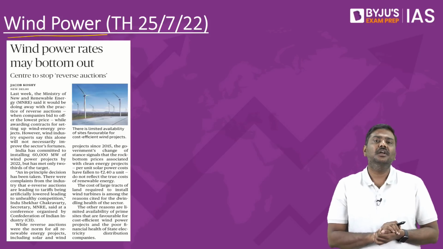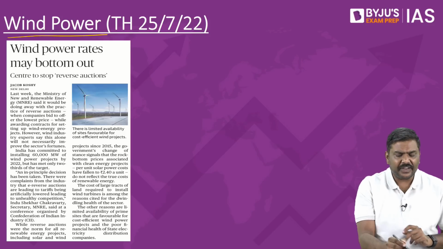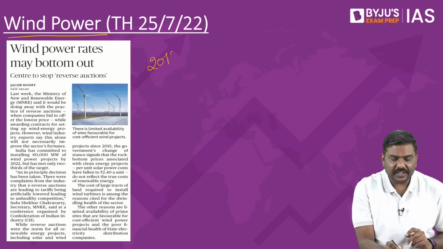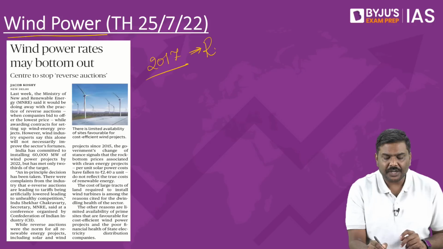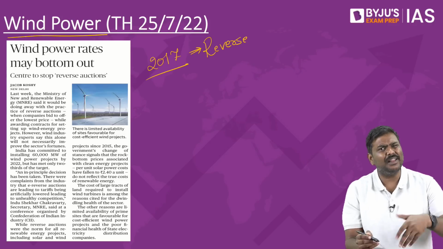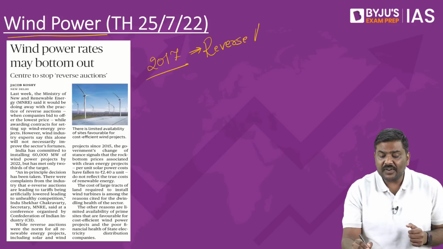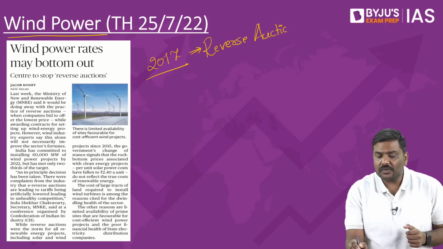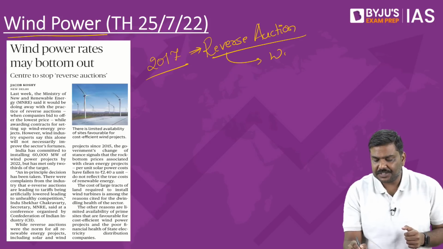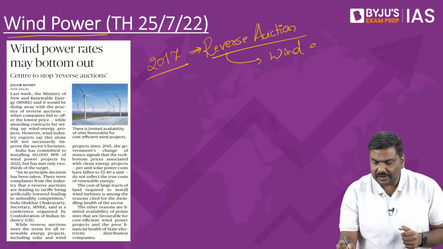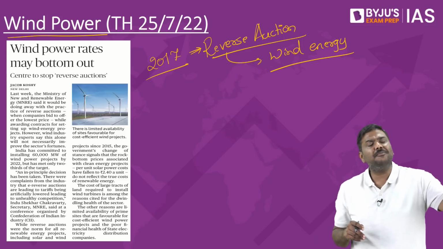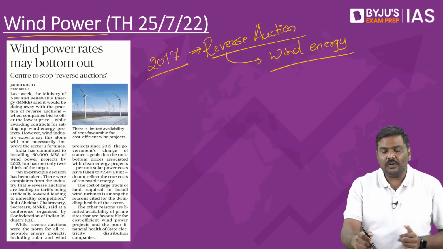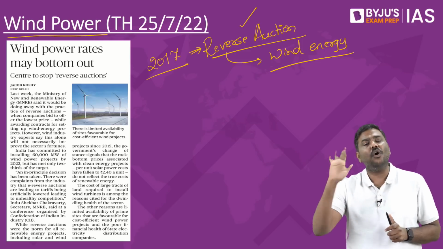Understand the logic here. A couple of years ago, specifically back in 2017, the government introduced the concept of e-reverse auction in the case of wind energy projects, WEP. And in the case of solar, it was introduced back in 2015 itself. So in the last couple of years, the government has been following a concept of e-reverse auction.